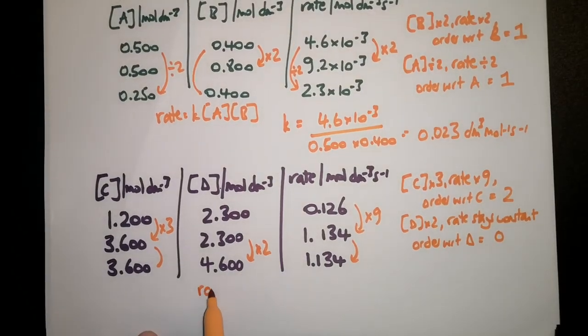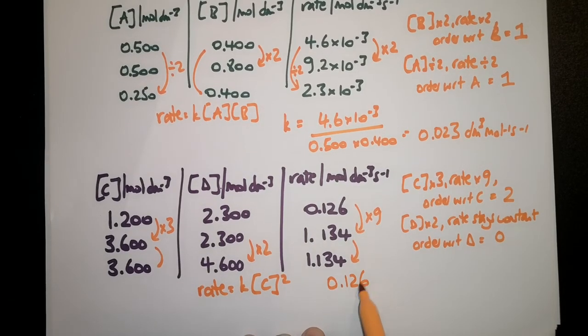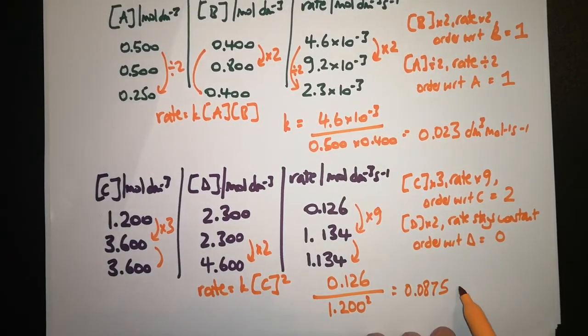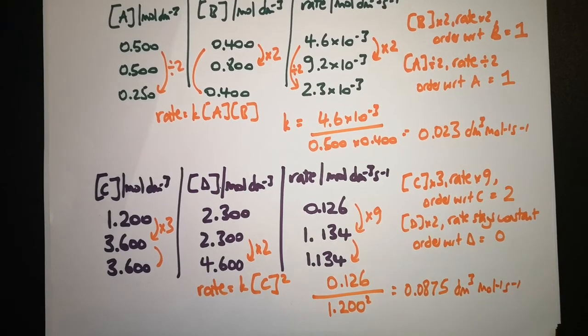So our rate equation is rate equals k [C] squared. And again, using the numbers from the first experiment, we would get 0.126 over 1.2 squared equals 0.0875 dm3 mol minus 1 s minus 1.